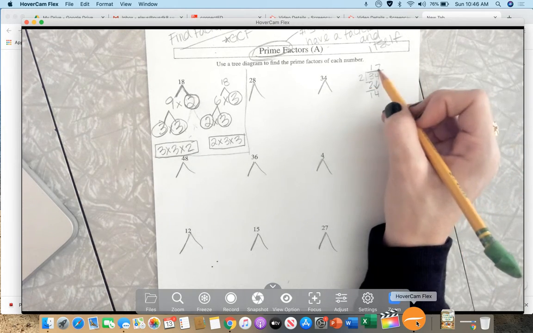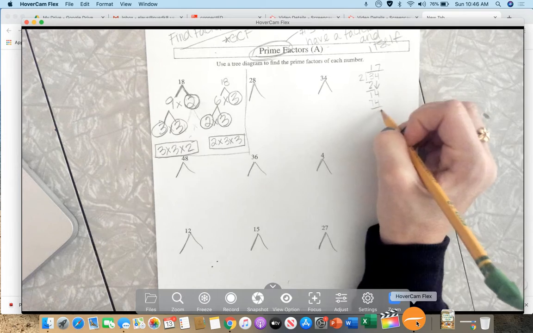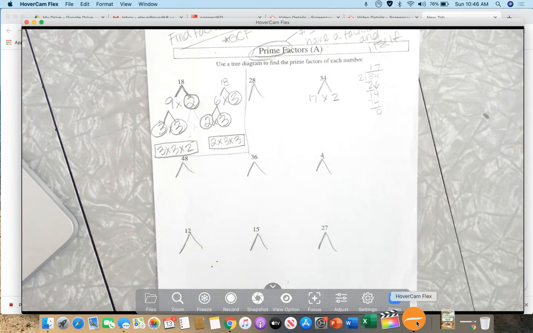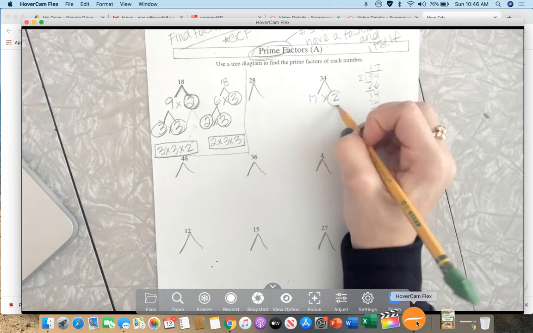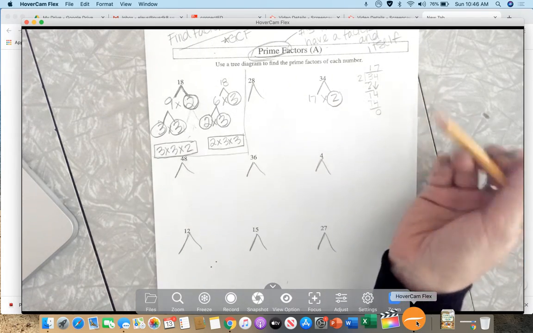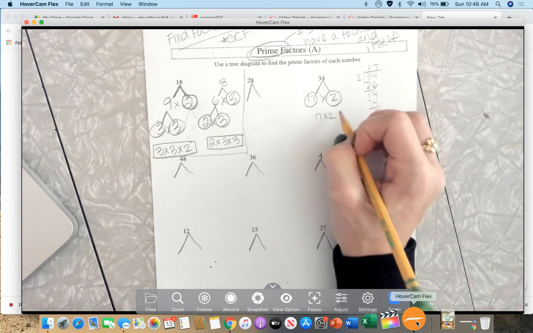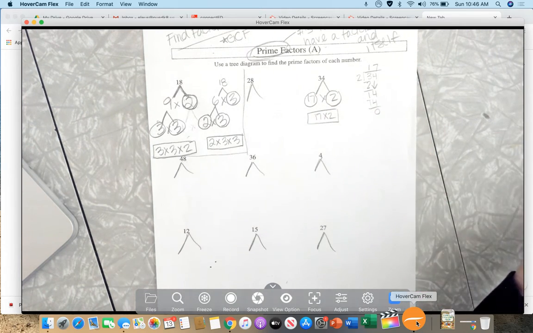And 2 goes into 14 7 times. 7 times 2 is 14. So 17 and 2. Okay, 2 is prime. Do you guys think that 17 is prime? It is. So my answer is just 17 times 2 for my prime factorization.